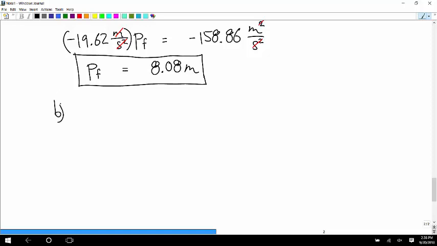Okay, so now part B. So now we want to figure out the velocity of the object, and on its way back down, it returns to the height of 3 meters. Okay, it goes past 3 meters on its way back down to the ground.